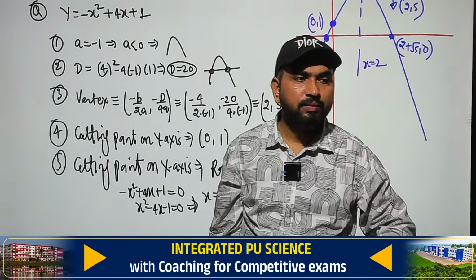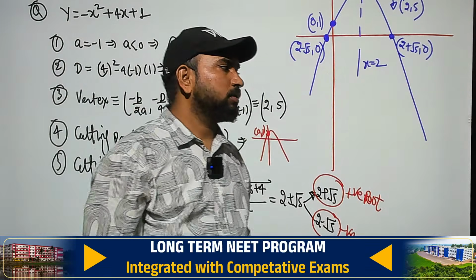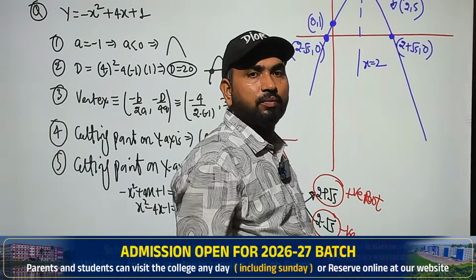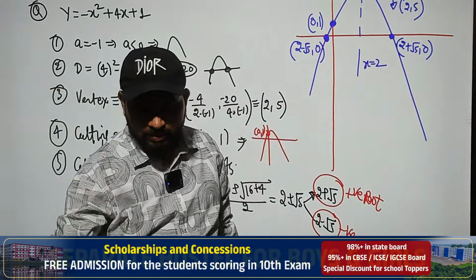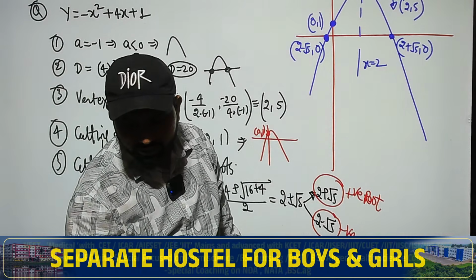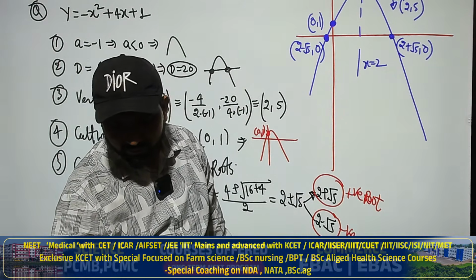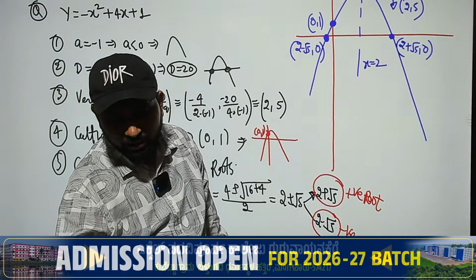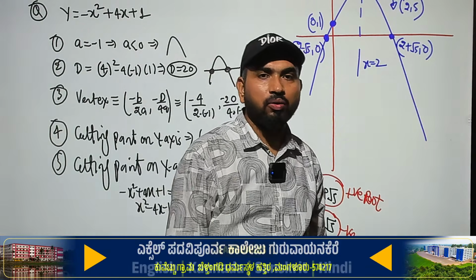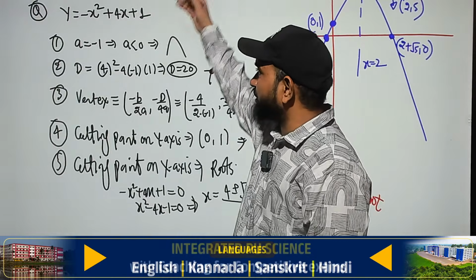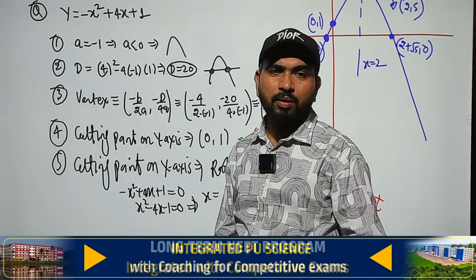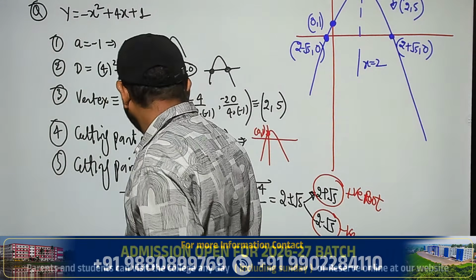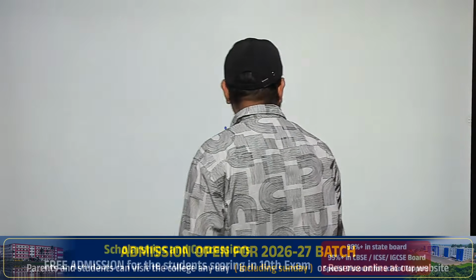Everything is clear up to here? Any doubt? If everything is clear, then I will give the next. One graph touching, one cutting, and another different example with no touch, no cut. If this concept and question are clear, then I will move on to the next question.